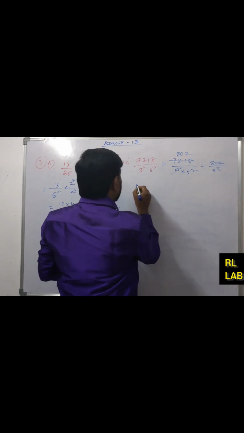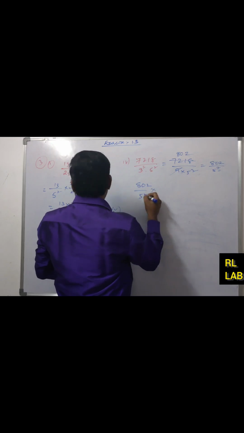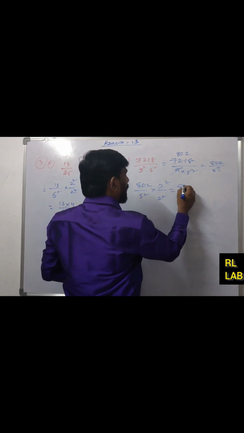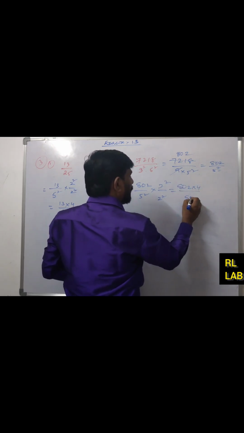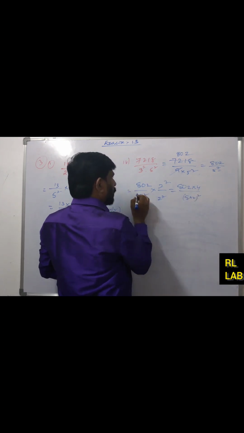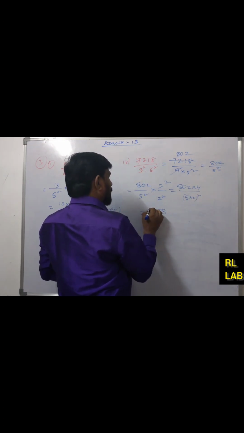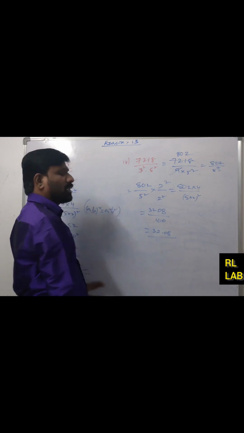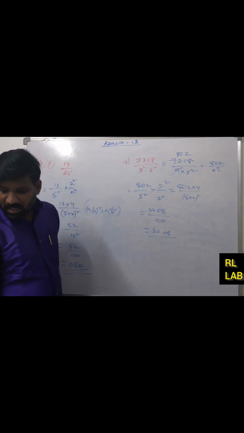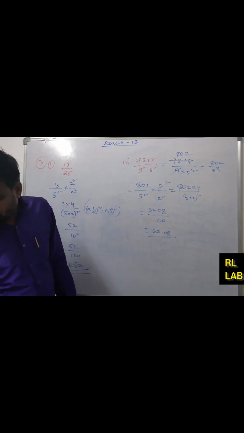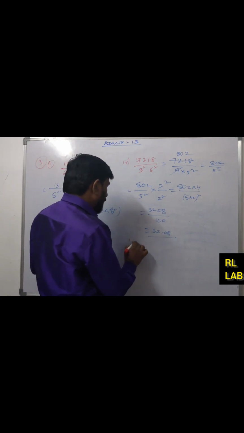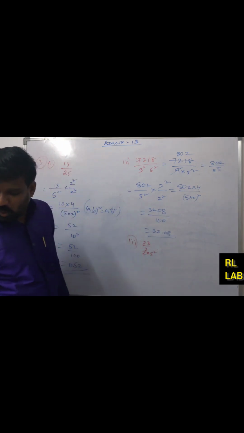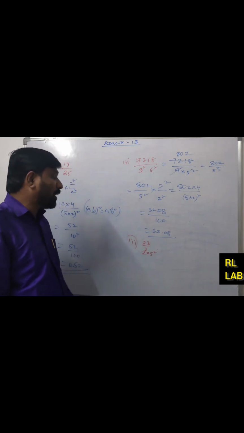Now for 802 by 5 square, what is the shortage here? 2 square. Again the same: multiply and divide with 2 square. 802 into 4 divided by 5 into 2 whole square, that is 3208 divided by 10 square, that is 100. So the answer is 32.08. Clear? Right. Suppose there is another problem in the form of 23 by 2 cube into 5 square. In this case, what will you do? Here 2 is present, 5 is also present, but they do not have even powers.